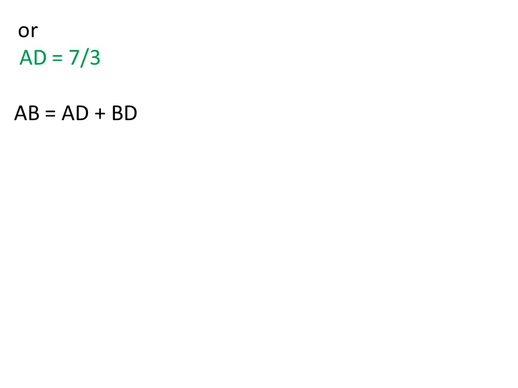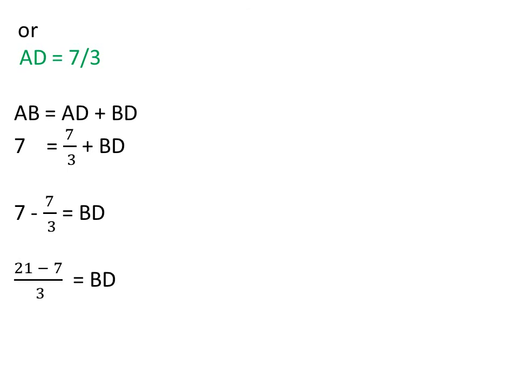Now we write AB equal to AD plus BD. We know that the value of AB is 7 and the value of AD is 7 by 3. So we can write it as 7 equal to 7 by 3 plus BD. By moving the constants to the one side we can write 7 minus 7 by 3 equal to BD. Here we take LCM, which will give us 21 minus 7 over 3 equal to BD. By solving this we get BD equal to 14 by 3.